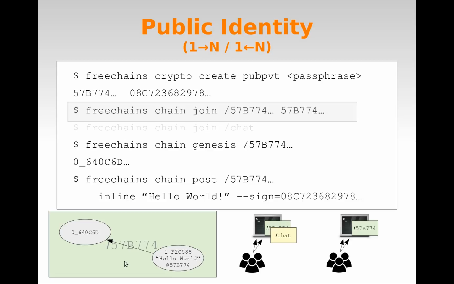In the command, the contents are passed inline as hello world. It's also possible to give a file name here. The post is signed with the given private key. The state of the chain is local, and the contents were not disseminated yet.